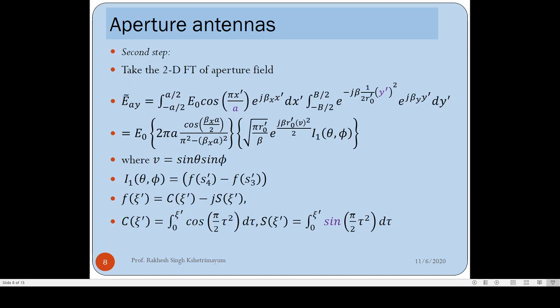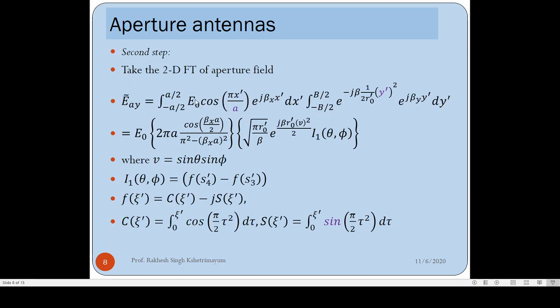We have flared out the horn waveguide to make the E-plane sectoral horn antenna only in the y direction. We have not flared it in the x direction. So the x limits will be from minus A by 2 to plus A by 2, but the y limits will be minus capital B by 2 to plus capital B by 2. The phase variation was varying with respect to y dash, so exponential minus j beta 1 by 2 R0 dash y dash whole square, multiplied by exponential j beta y dash, integrate it.